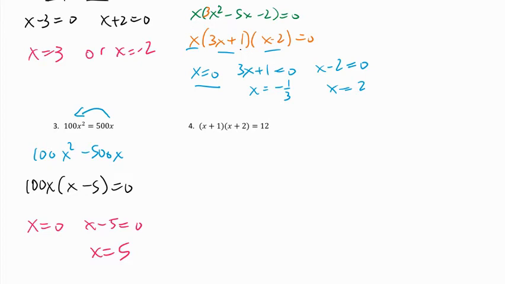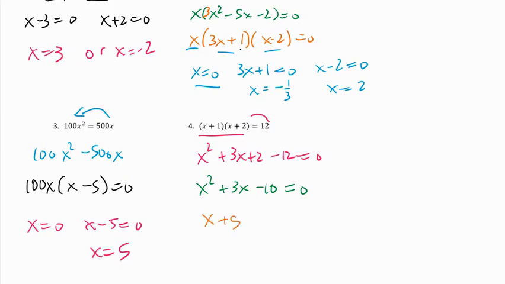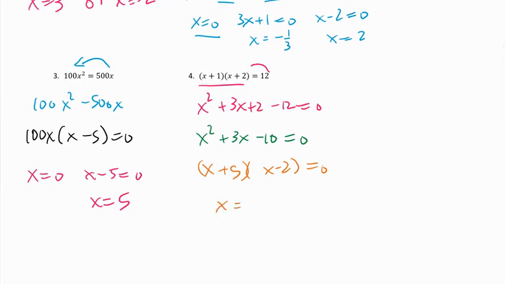On number 4, I need to get it equal to 0 first. I got to move this over. And I'm going to have x squared plus 3x plus 2 minus 12. I went ahead and multiplied that together. Combine my like terms. X squared plus 3x minus 10 is equal to 0. I'll need to factor that. X plus 5, x minus 2. So x is equal to a negative 5 or a positive 2.